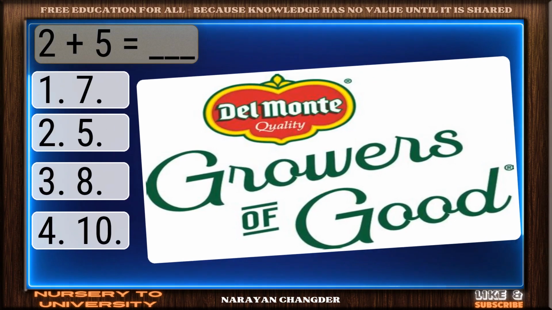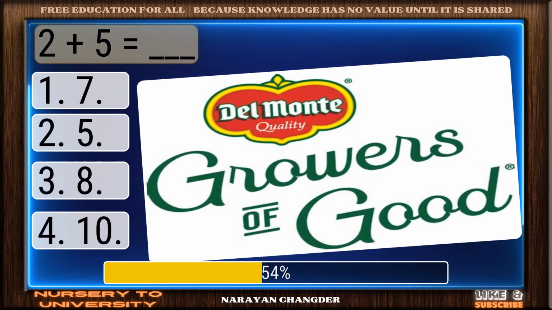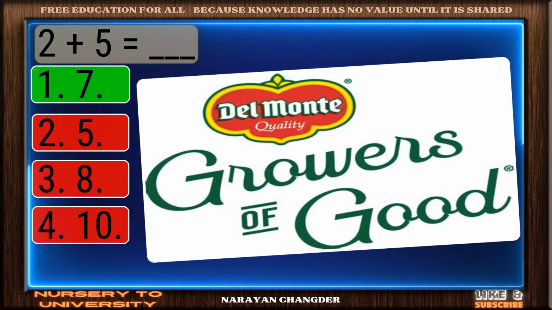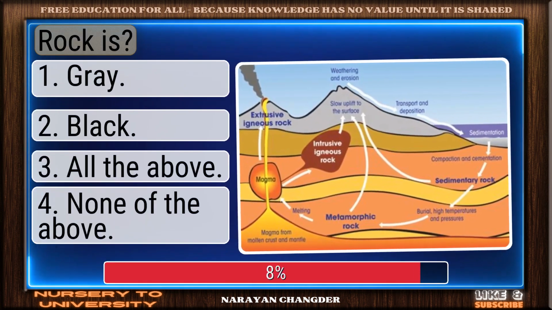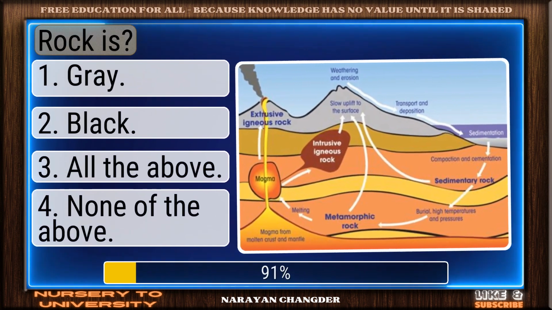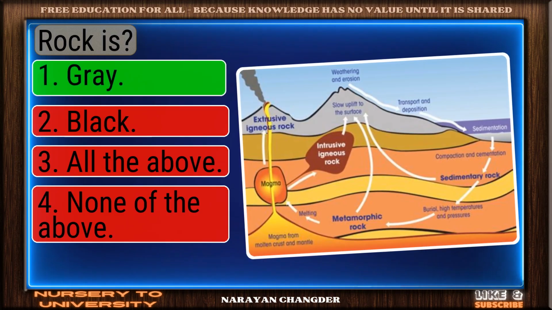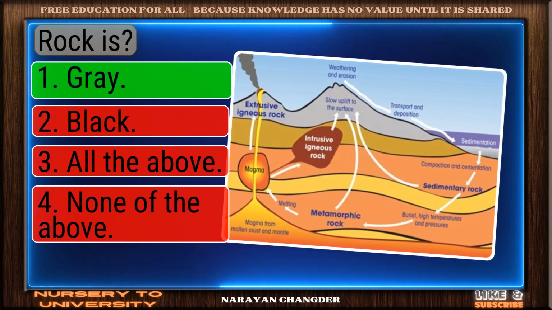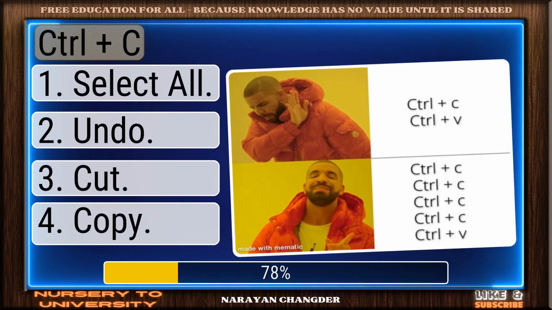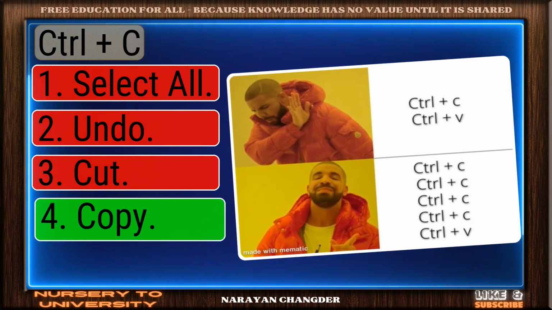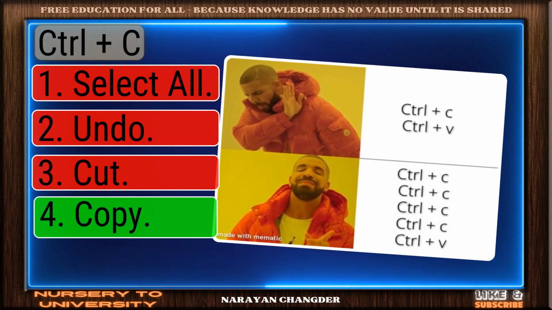2 plus 5 equal to dash. You're right. 7 is the correct answer. Rock is? Great thinking. Gray is the right choice. 12 plus. Well picked. Copy is the correct answer.